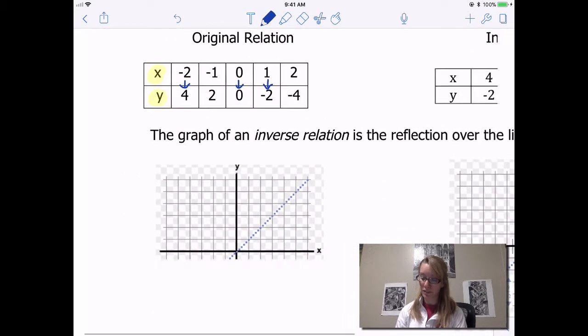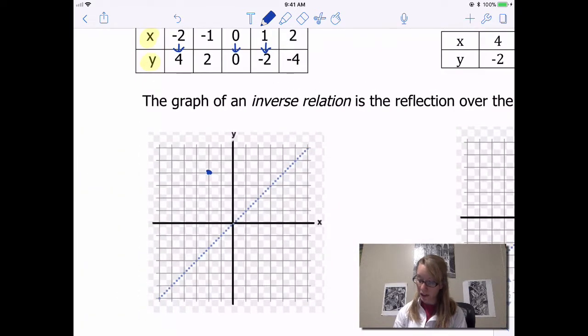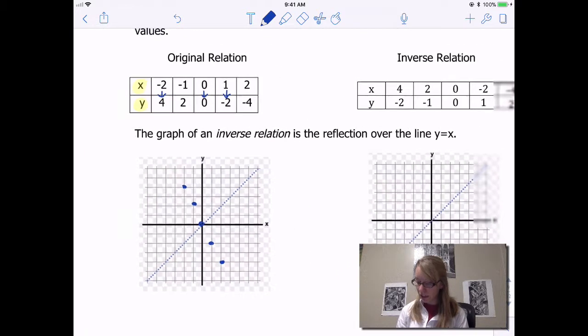I can actually graph this relation. So I graph (-2, 4), (-1, 2), (0, 0), (1, -2), and (2, -4). I'm not going to connect those with a line because I'm only given the points. I'm not told to graph the line itself or the points in between.